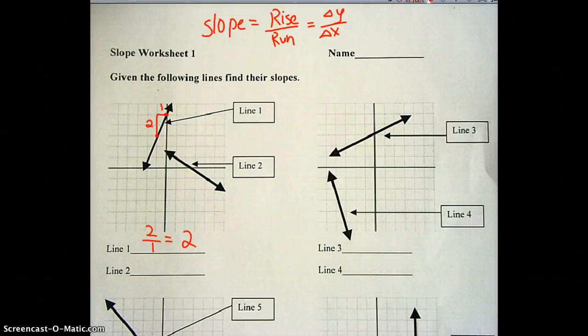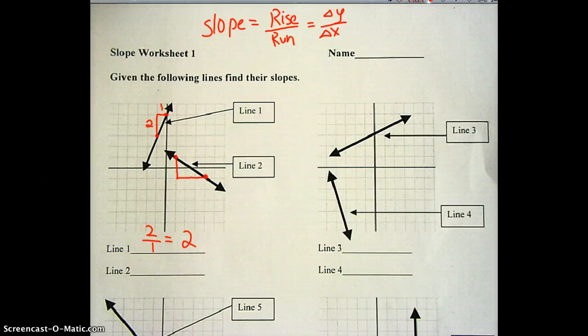Try it again for line number 2. Find those 2 points. Looks like one point is right about there. Another point is here. Okay, I'm going to walk from one point to the other, find the rise and the run. So let's see, I'm going to actually go down and over.